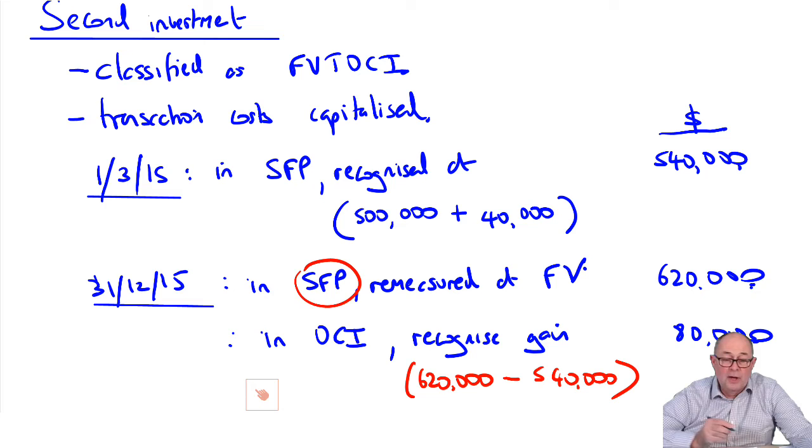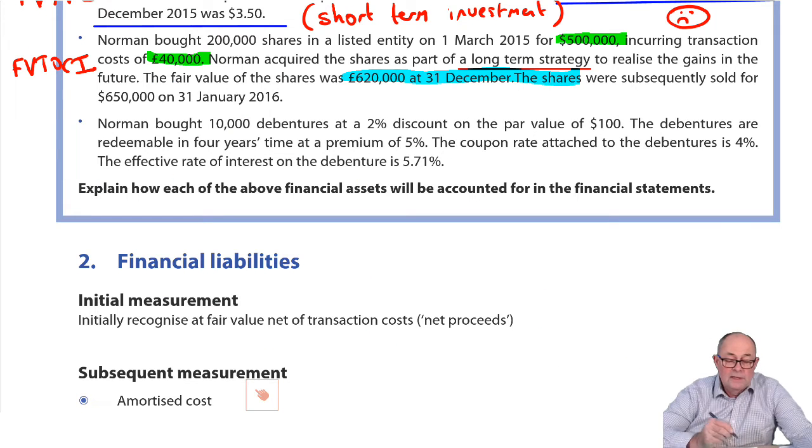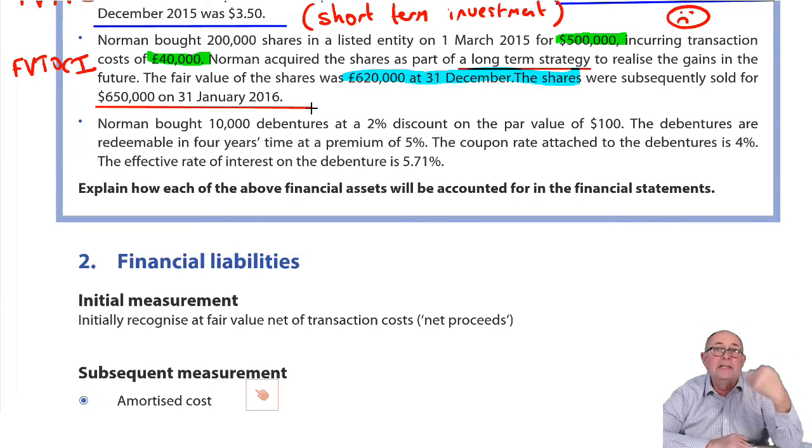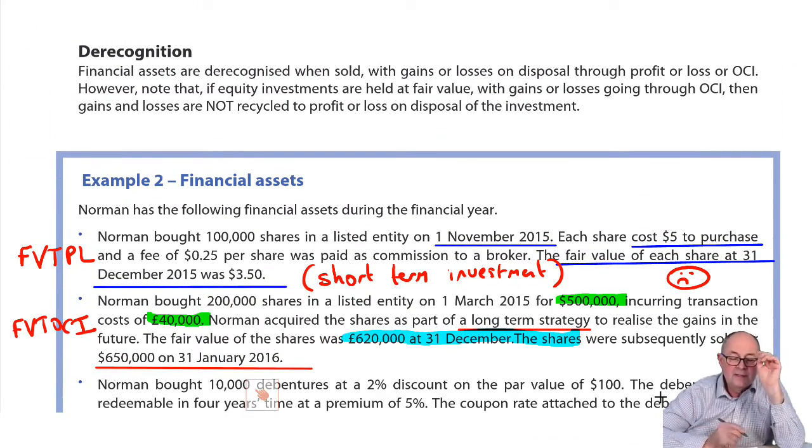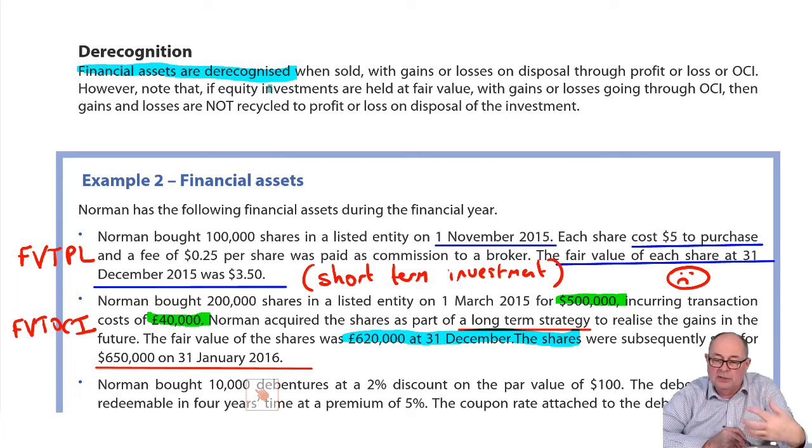In this scenario, though, there's a little bit more. Because if you look at the last sentence, it says that in the next year, the shares were sold for 650. So there's going to be another gain, isn't there? The difference between 650 and 620, another 30. The question is, where is it recognised? If you look directly above the example, you'll see the rule. When we sell a financial asset, obviously we take it out of the books, we de-recognise it.